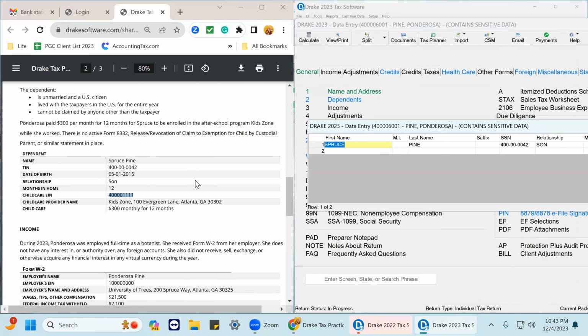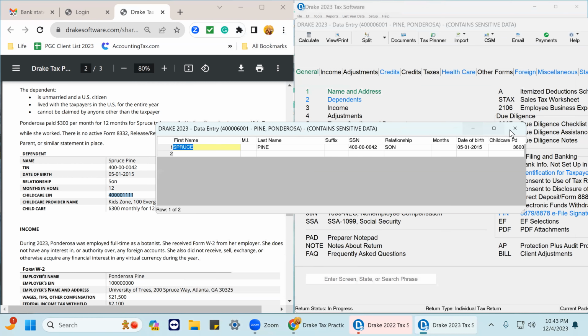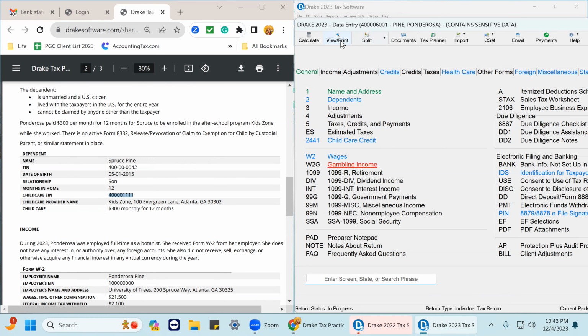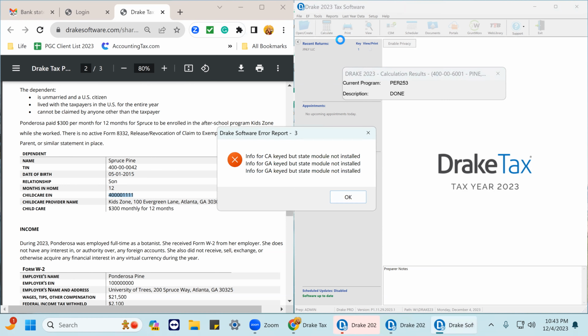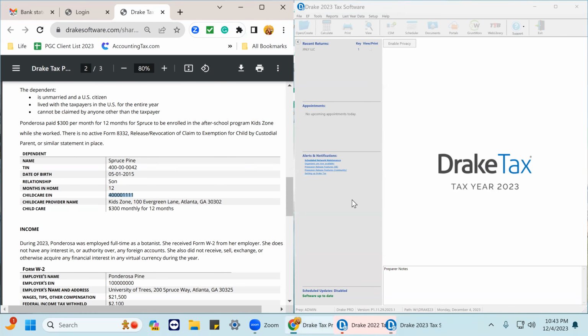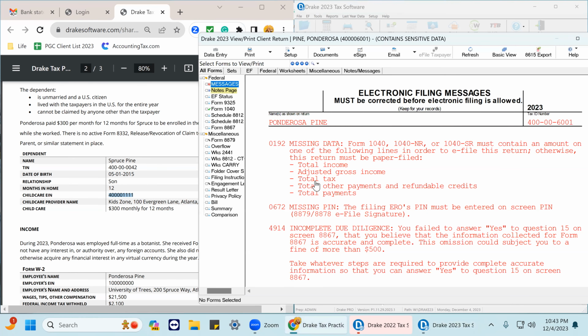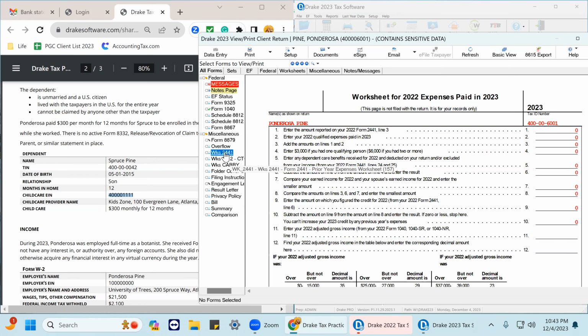Okay, so we finished the dependent care. If you want to double check along the way, let me show you what the finished product is. The finished product is in 2441.